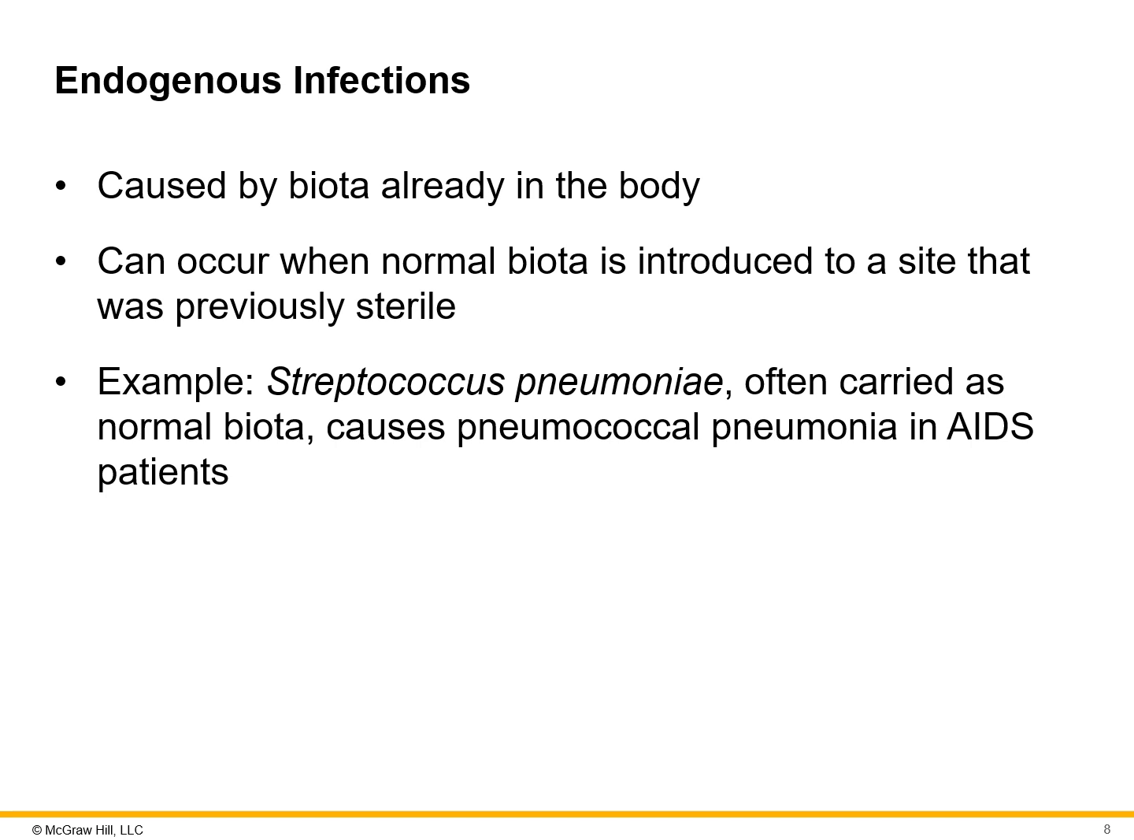Now, there are some different routes in which infections occur. So some of them are endogenous infections. So this is caused by that biota that's already in the body. So it's not something new that we've come into contact with, but this is when that normal biota is introduced to a new site that was sterile. So E. coli is a good example of this too. So E. coli normally is in our gut, which is okay. It doesn't cause an infection, but if it gets into the urinary tract, then it can cause a UTI, urinary tract infection. So whenever it's not in its normal spot, then it can cause problems.